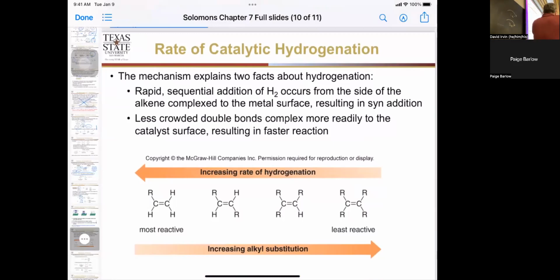And it's all about sterics. It has nothing to do with electronics. Okay. Oh, wait, maybe it does. Isn't a more substituted alkene more stable? So now we have two things. We have sterics and electronics.